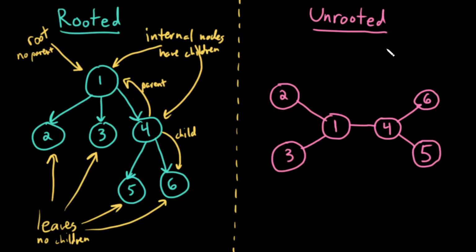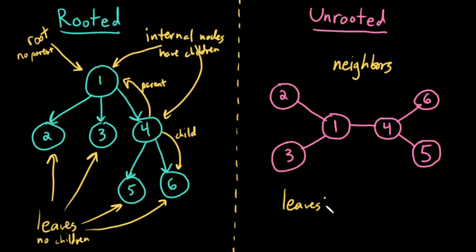In an unrooted tree, however, we don't have this top-to-bottom hierarchical structure. We have more of an inside-outward hierarchical structure. So we still have leaves and internal nodes, but instead of parents versus children, we have this notion of neighbors. So neighbors are all the nodes that are directly connected to you. So node 1 has 3 neighbors, 2, 3, and 4. Node 4 has 3 neighbors, 6, 5, and 1. Node 2 only has 1 neighbor, 1. Node 6 also only has 1 neighbor, 4, etc.